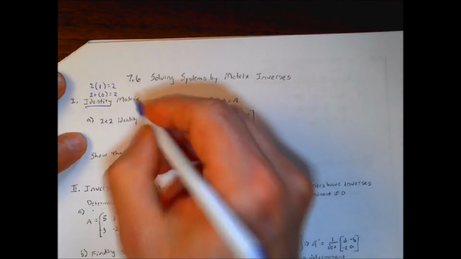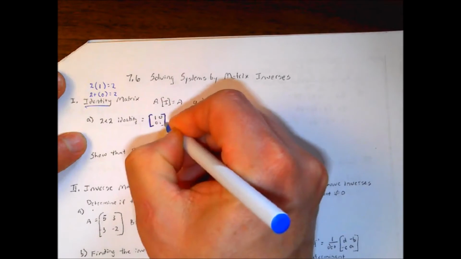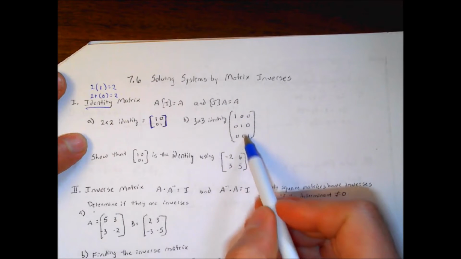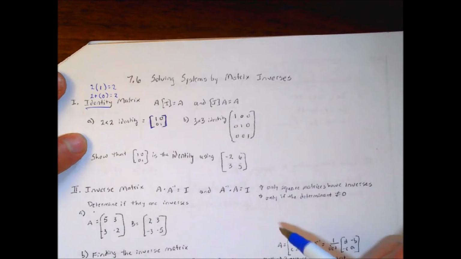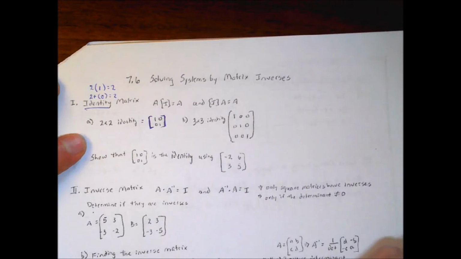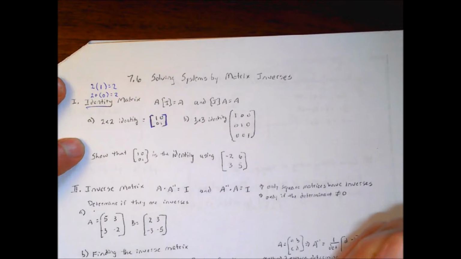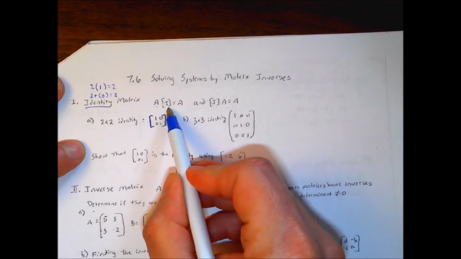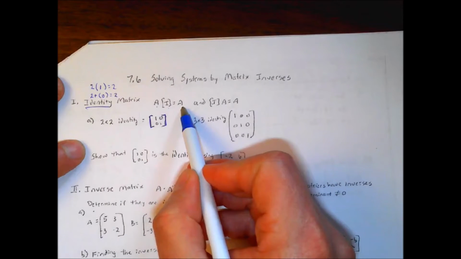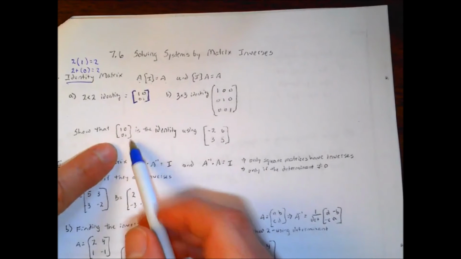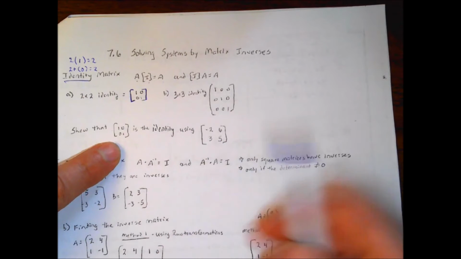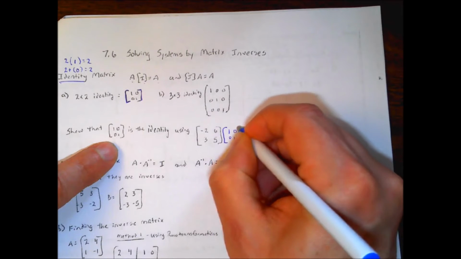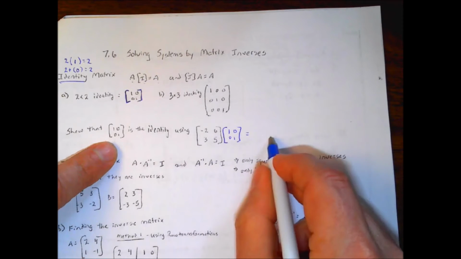So what the identity matrices look like is this. Okay, so we've seen these before, right? Zeros elsewhere, ones on the diagonals. Those are called the identity matrices. So if I take a certain matrix and multiply it by the identity, I'm going to get the same matrix back. I'm going to show that this is the identity with this. I'm going to take this matrix and multiply it by this identity matrix, and I should get the same thing back. Let's see how it works.